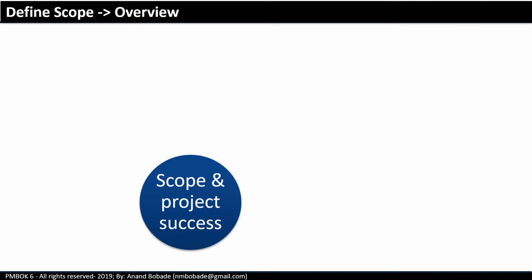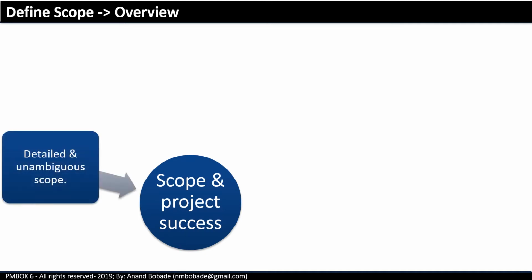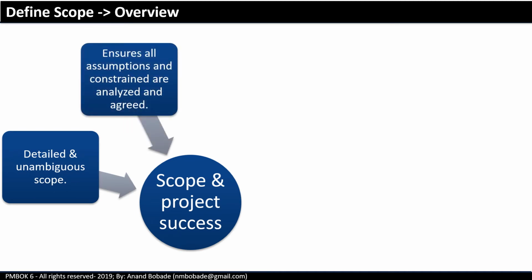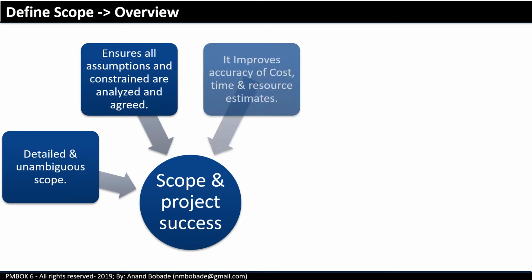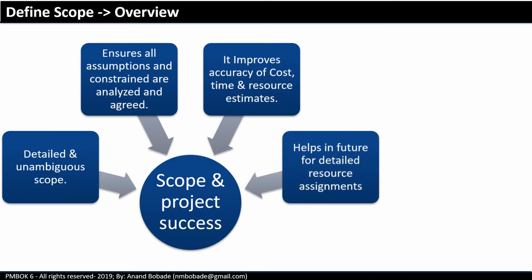As you know, if the scope is not properly defined, it is very difficult to measure the success of the project. Well-defined scope can lead to project success as it helps in defining a detailed and unambiguous scope, ensures all assumptions and constraints are analyzed and agreed with all stakeholders. It helps improve the accuracy of cost, time and resource estimates, and it helps in future for detailed resource assignments.